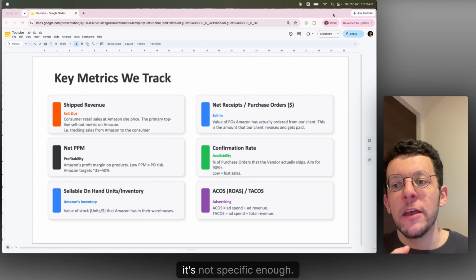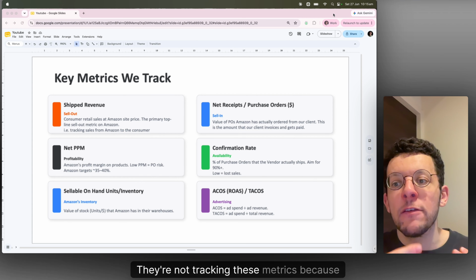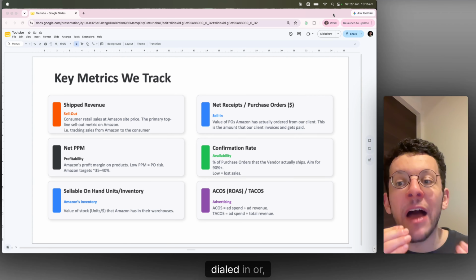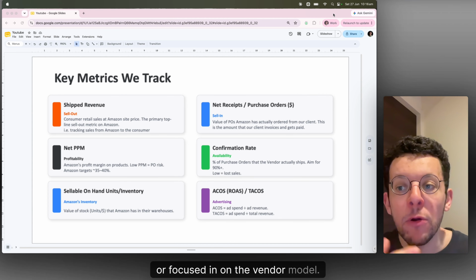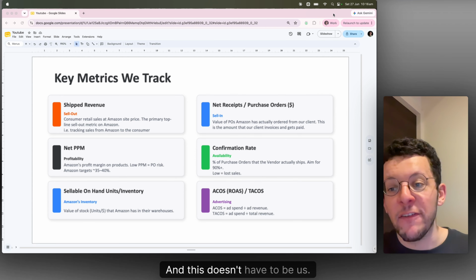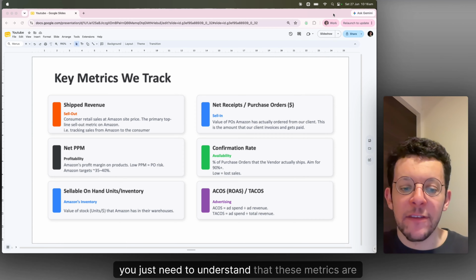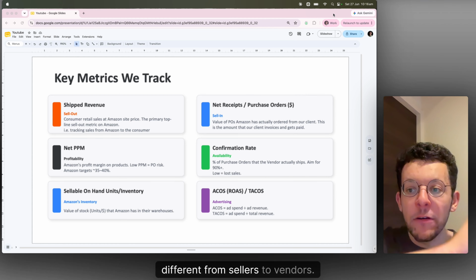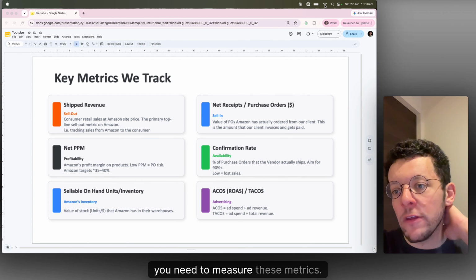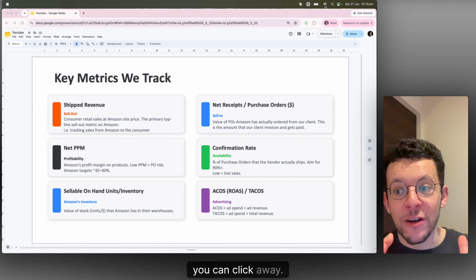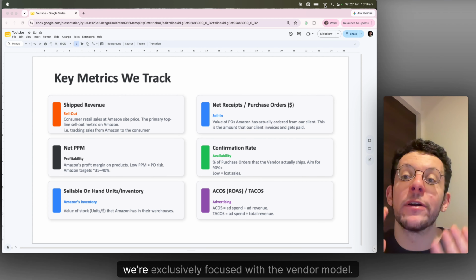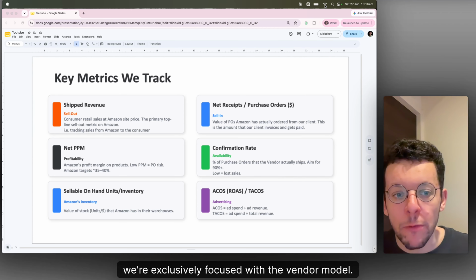But the issue is, it's not specific enough. They're not tracking these metrics because their internal processes and systems are not 100% dialed in or focused on the vendor model, right? You need to be working with someone that knows the vendor model top to bottom. And this doesn't have to be us. You just need to understand that these metrics are different from sellers to vendors. And so if you're a vendor and you're watching this video, you need to measure these metrics. If you're not a vendor, you can click away. I don't know the metrics for sellers, because again, we're exclusively focused on the vendor model.